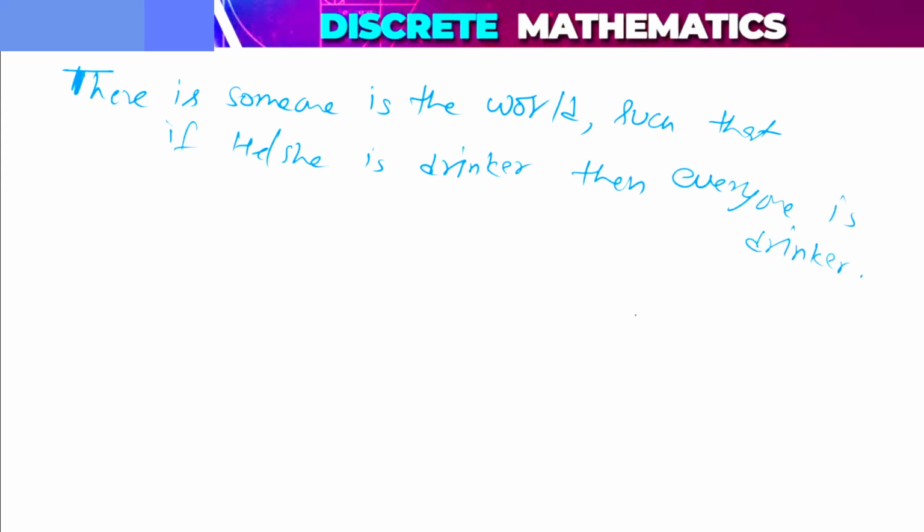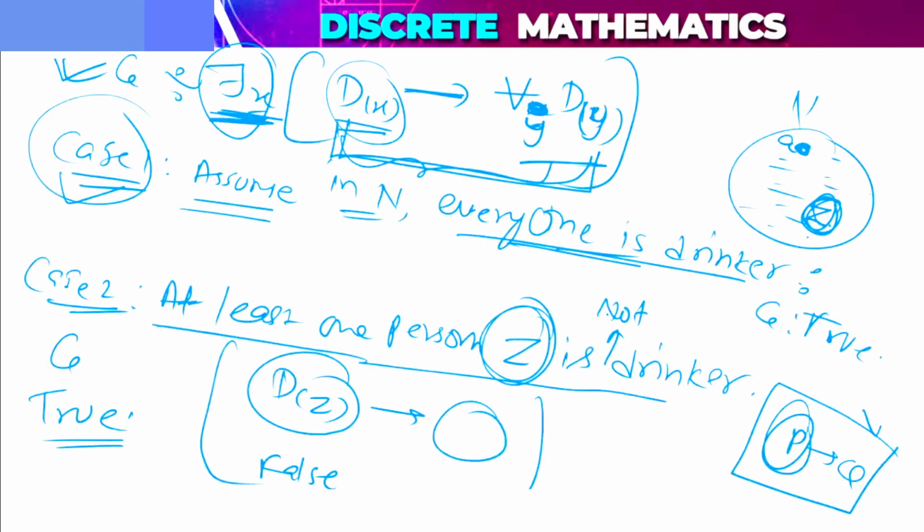Sir, in case 2, why can't we take who is a drinker as Z? See, here I have made two cases. The first case is to assume that everyone is a drinker. And the second case is, of course, since in the first case everyone is a drinker, in the second case at least one person is not a drinker. At least one person.